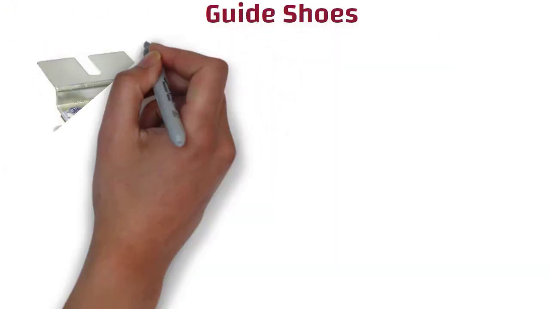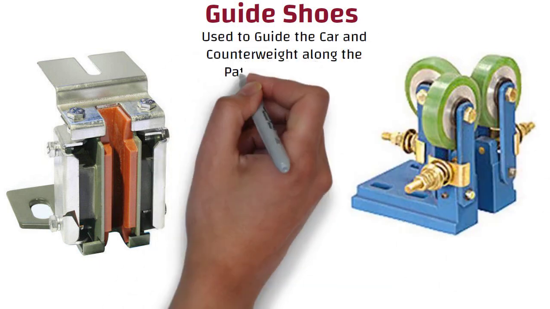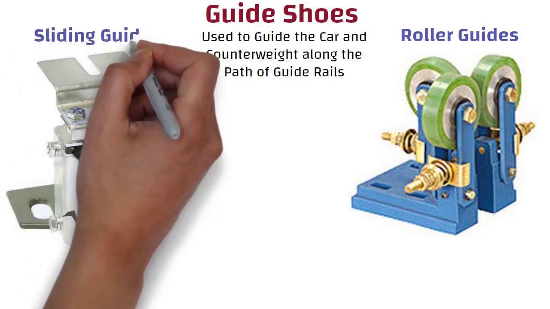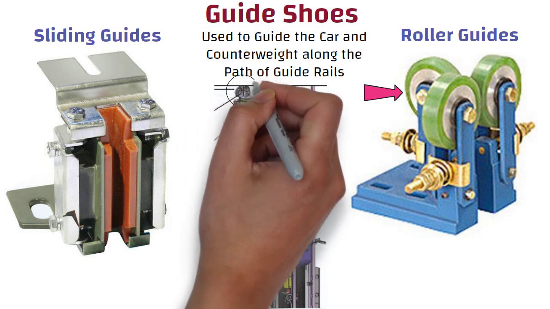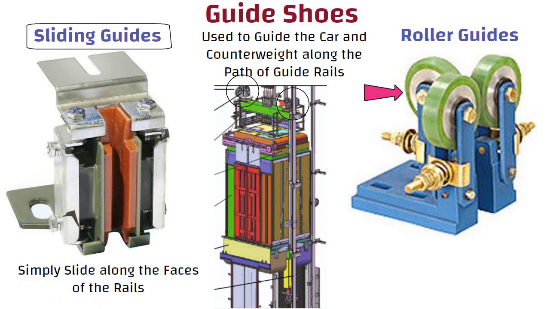Guide shoes. Guide shoes are the devices which are used to guide the car and counterweight along the path of the guide rails. There are two types of guide shoes. One, roller guide shoes, and two, sliding guides. Roller guides use rollers that rotate on guide rails. It has a set of 3 wheels that roll against the guide rails. You can see roller guide shoes on rails in this picture. Sliding guides. Guide shoes which simply slide along the faces of the rails.